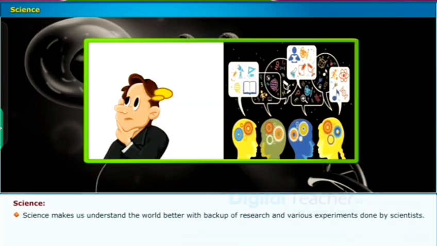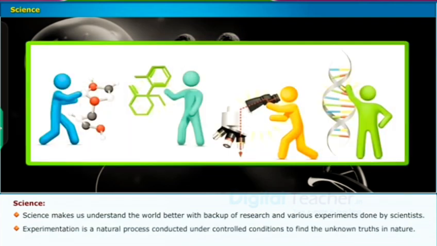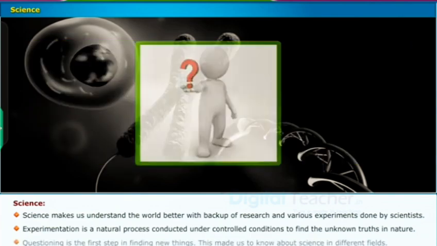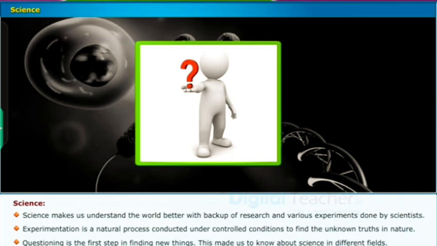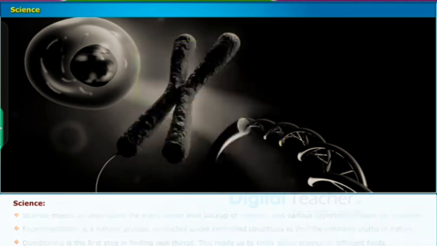Science makes us understand the world better with backup of research and various experiments done by scientists. Experimentation is a natural process conducted under controlled conditions to find the unknown truths in nature. Questioning is the first step in finding new things. This made us to know about science in different fields.